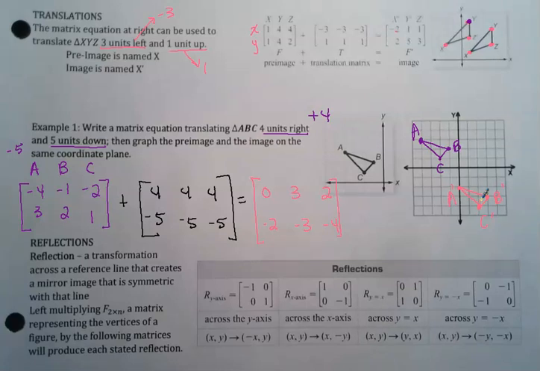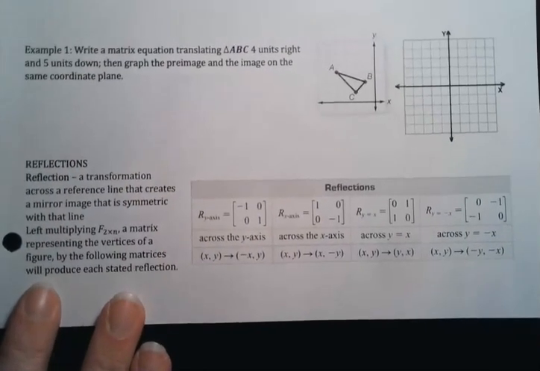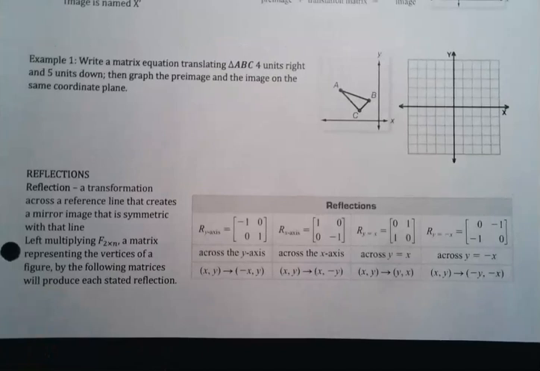Okay, let's look at the reflections then. A reflection is a transformation across a reference line that creates a mirror image that is symmetric with that line. So there was also creating a line of symmetry. So left multiplying matrix F, which is a 2 by n matrix representing the vertices of a figure, by the following matrices will produce each stated reflection. And I get that this makes no sense, utterly no sense, but we're going to make it make sense.